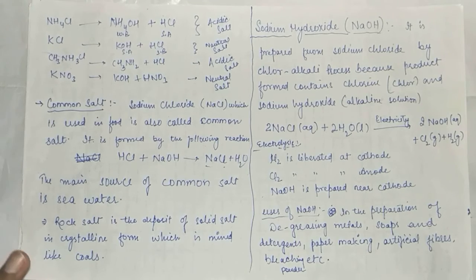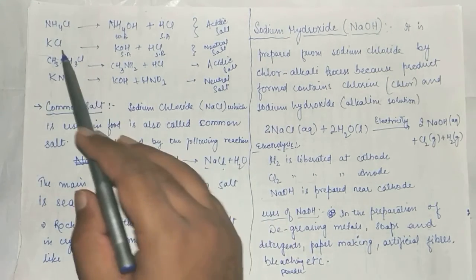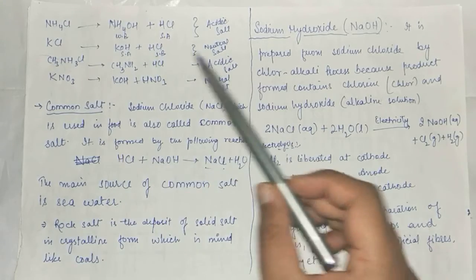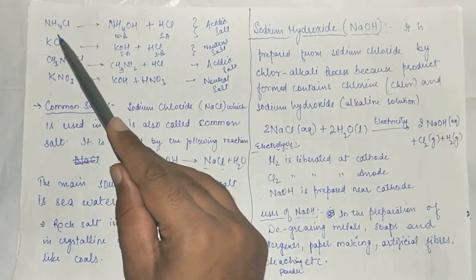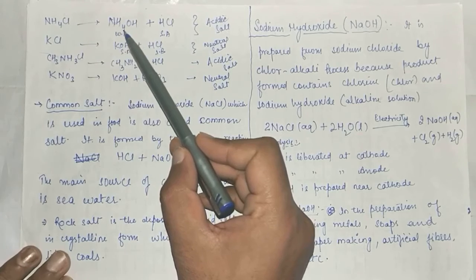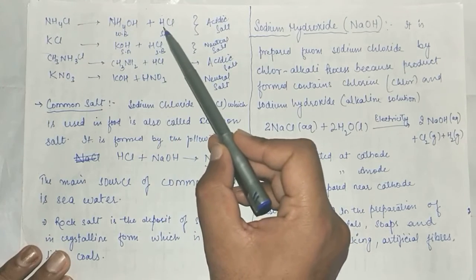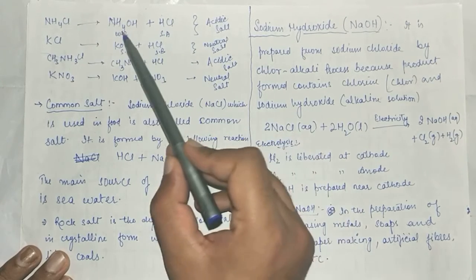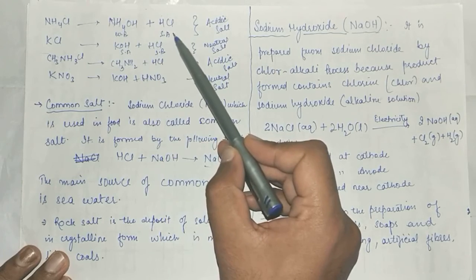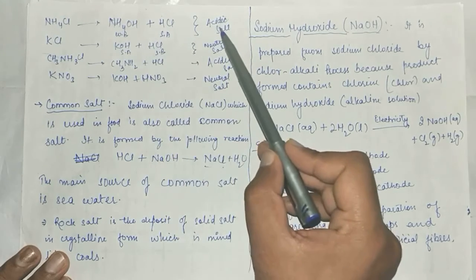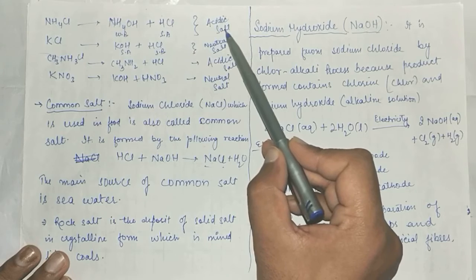Hello students. So in the last video there were some salts that we need to detect, what kind of salt these are. So first of all NH4Cl. NH4Cl is made up of NH4OH plus HCl. Okay, so this is a weak base and this is a strong acid, so their combination will form acidic salt.